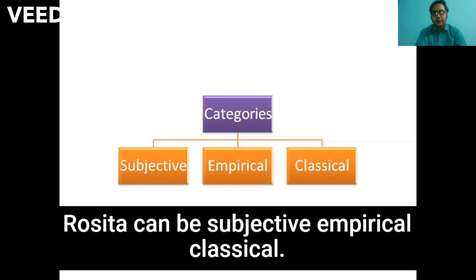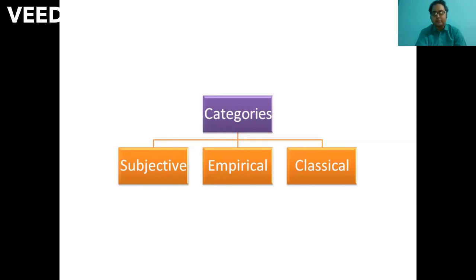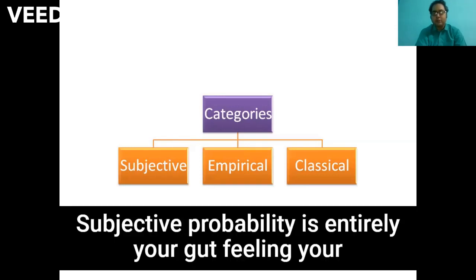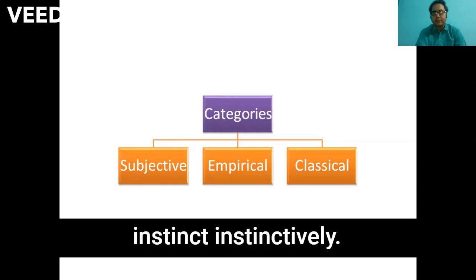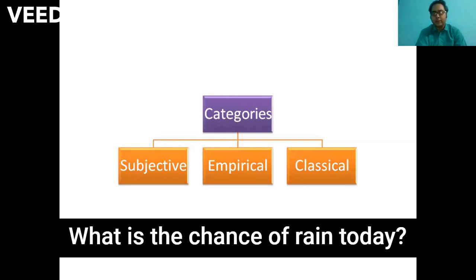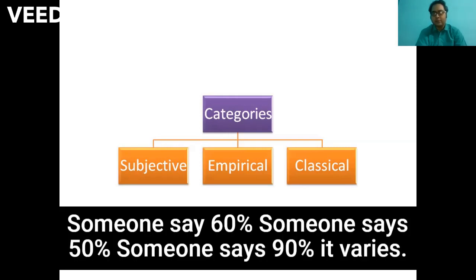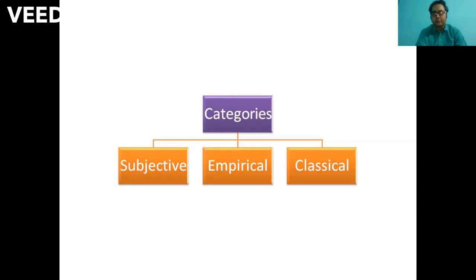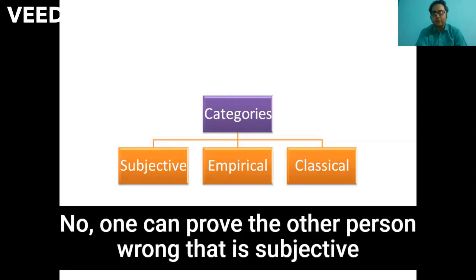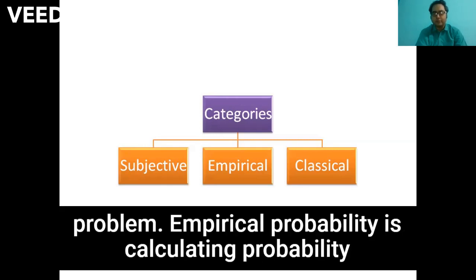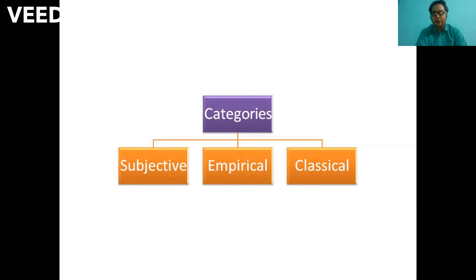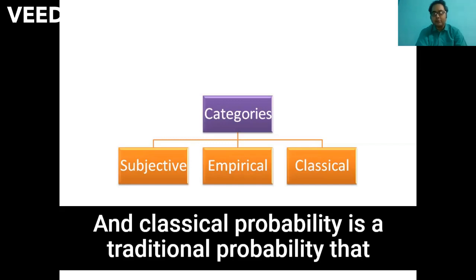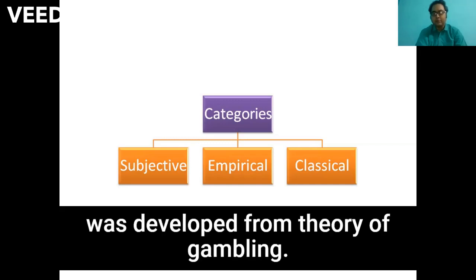Probability can be subjective, empirical, classical. Subjective probability is entirely your gut feeling, your instinct. Instinctively, what you say. What is the chance of rain today? Someone says 60%, someone says 50%, someone says 90%. It varies. It depends on person to person. No one can prove the other person wrong. That is subjective probability. Empirical probability is calculating probability from past records. And classical probability is a traditional probability that was developed from the theory of gambling.